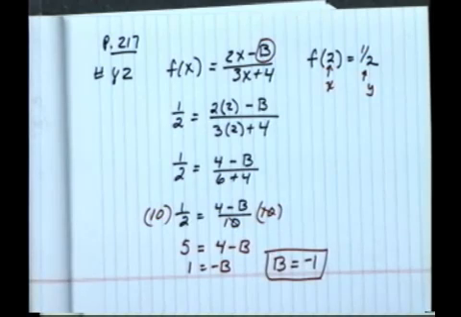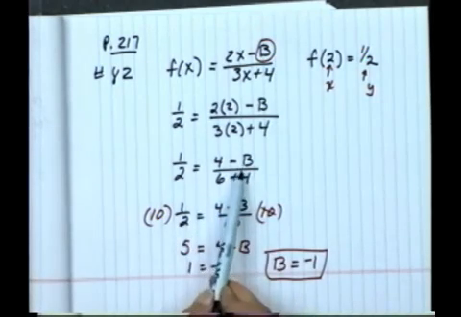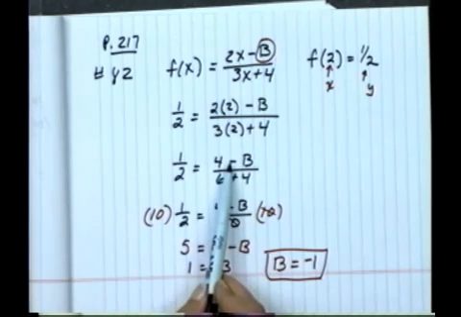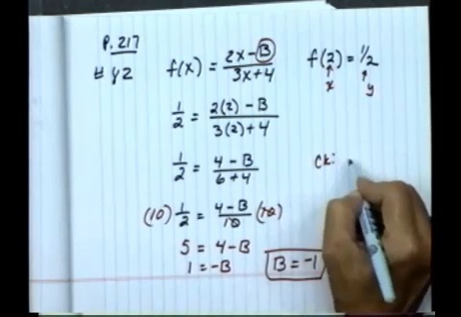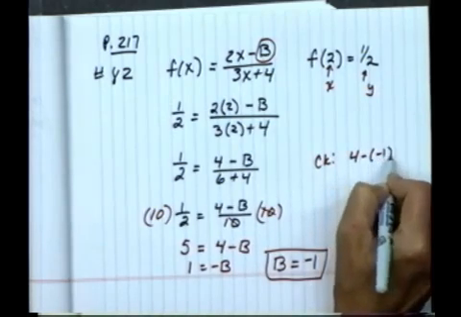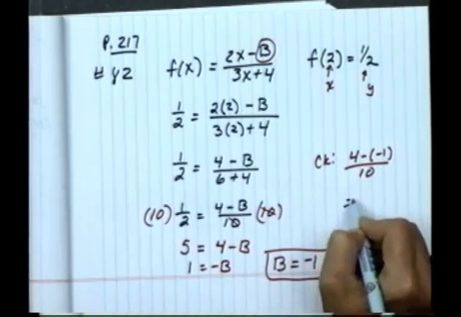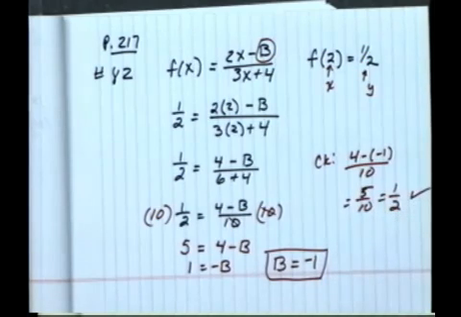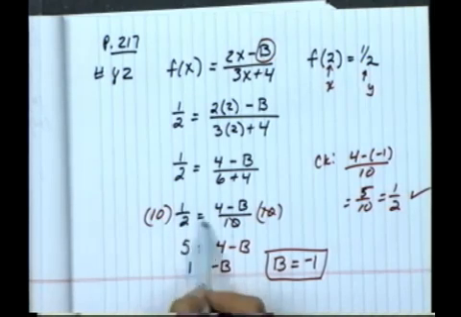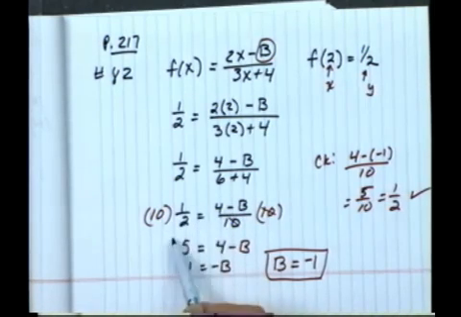Let's see if that works. If b is negative 1, 4 minus a negative 1. Let's do our little check right here. Check. 4 minus a negative 1 over 10. 5 over 10, and that reduces to 1/2. Okay? All right, I was wondering if somebody was going to tell me we're just going to cross multiply here. Anybody want to talk about cross multiplying?